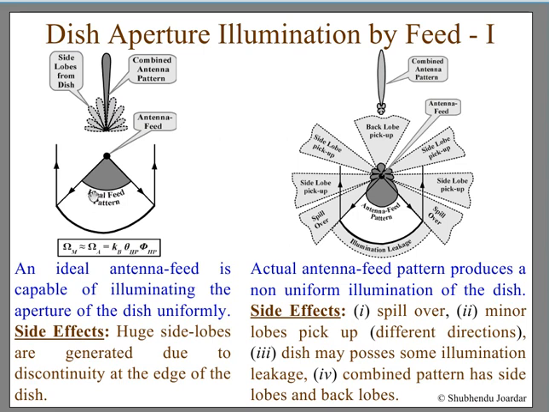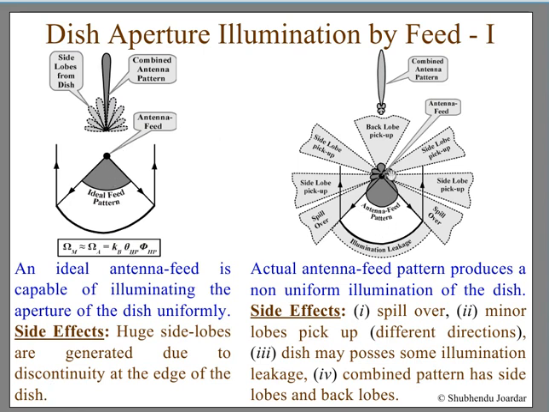And if you take the response of the dish with the entire system, or the radiation pattern of this system, you will see that there is a major lobe, but combined with many side lobes which have very high amplitude. An ideal antenna feed is capable of illuminating the aperture of the dish uniformly. It's ideal; practically you cannot make such things. The side effects are huge side lobes, generated due to the discontinuity at the edge of the dish.